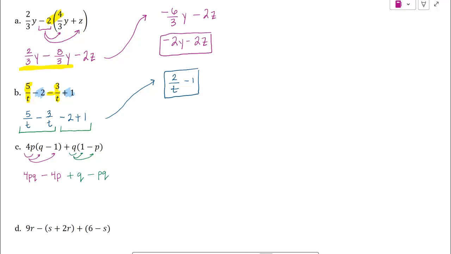Now I want to group together this term, which has a p and a q, with this term that also has a p and a q. I'll have 4pq minus pq. And then the other two terms don't have anything in common, so they'll just stay separated. Minus 4p plus q. I have 4pq minus 1pq, which is going to be 3 of them. So I've got 3p times q minus 4p plus q.